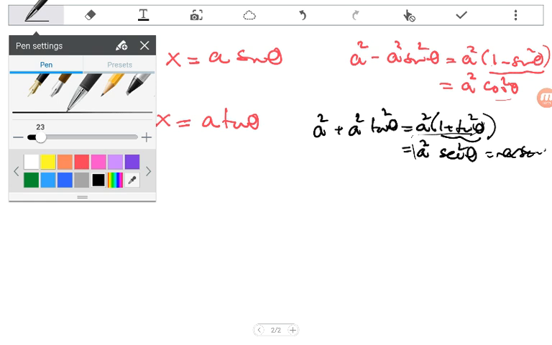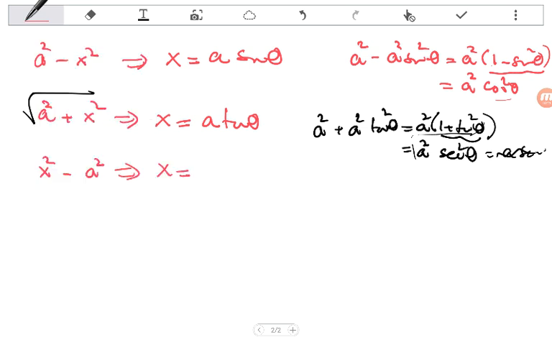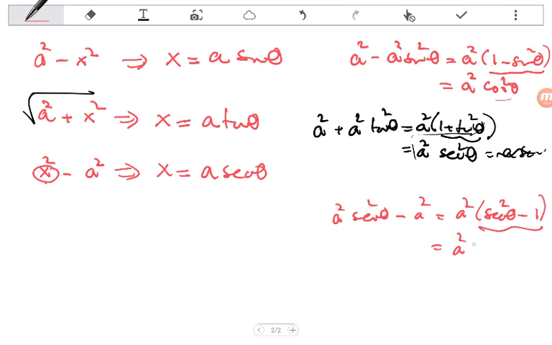For x squared minus a squared, we use the substitution x equals a sec theta. Why? Because if we substitute x with a sec theta, we get a squared sec squared theta minus a squared. I take a squared as a common factor, and what remains is sec squared minus 1. What is sec squared minus 1? It is tan squared theta. If it was inside a root, it will be simplified. These are the three rules that we will use to make the trigonometric substitution.